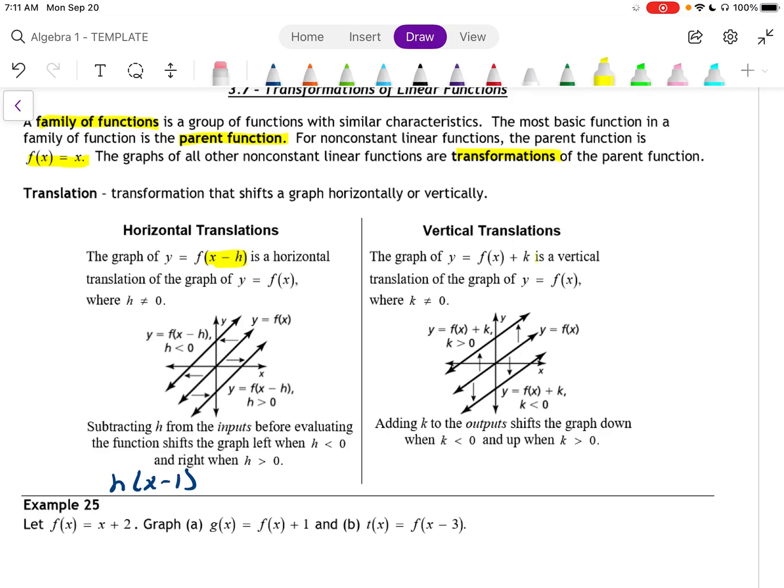A vertical shift is written as f of x plus k, where the x is alone inside the f and then the k is at the end. And the k works as you expect it to. If it's positive, it goes up. If it's negative, it goes down.